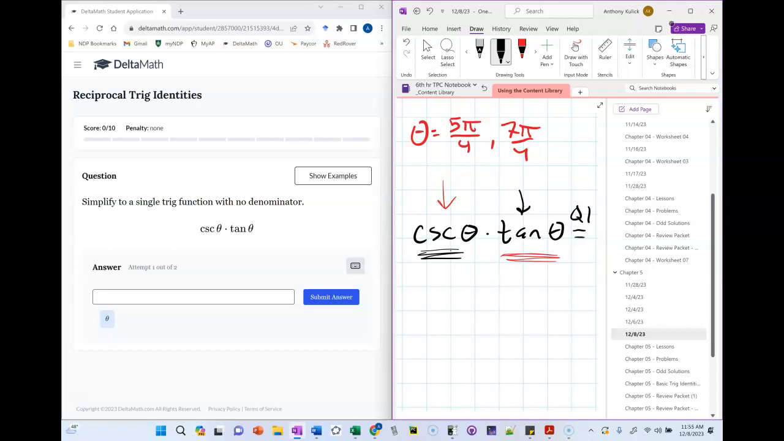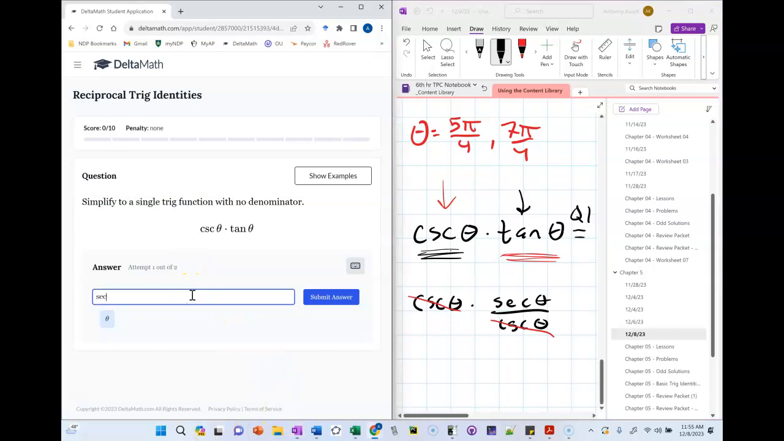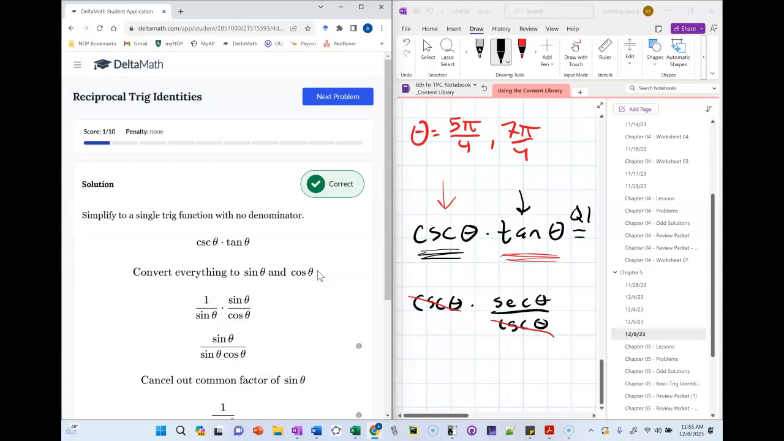I'm going to use Q1. What am I going to rewrite tangent as? Secant over cosecant. What do I notice I can do then? So I'm left with just secant. That's what I'm going to type in. Done. You've got to do 10 of those, but they're going to be simple ones like that, where it's probably just one identity or two identities.